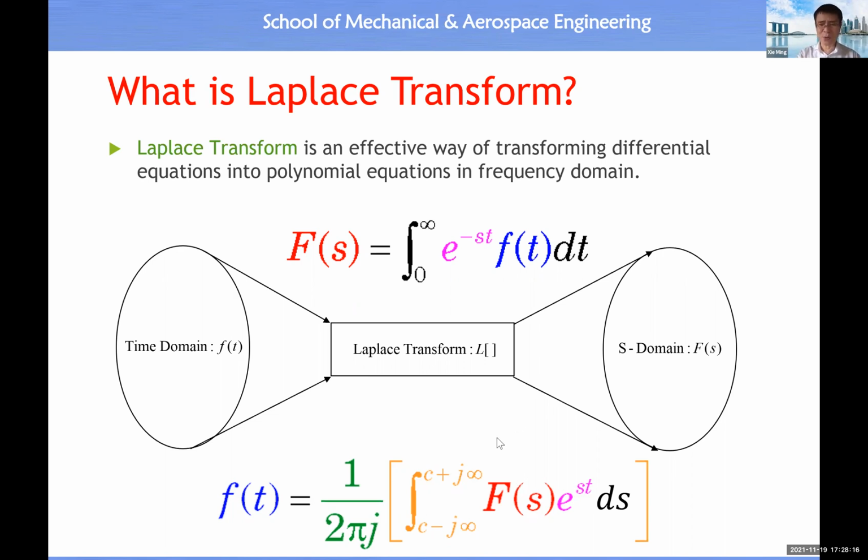Then the second integration is to take the s function as an input. Then we do this type of integration, and we can recover the time function, all right? So F(s) is called a frequency function, f(t) is a time function. So here we have a forward transformation and the inverse transformation, all right?